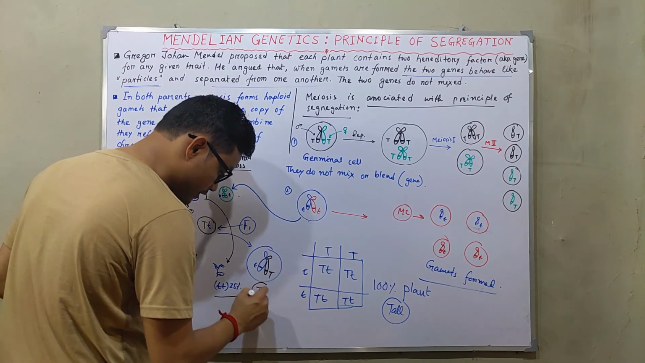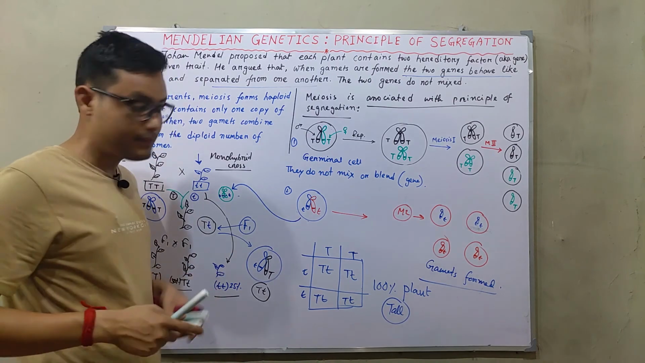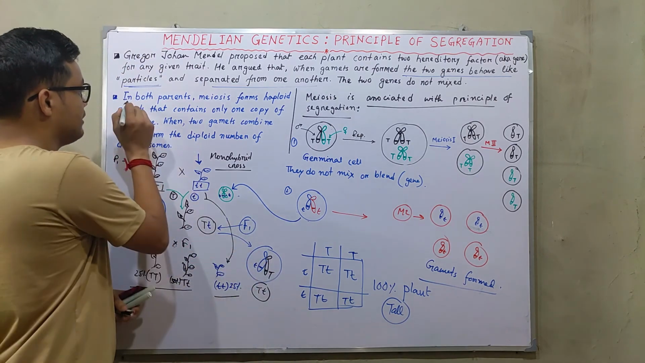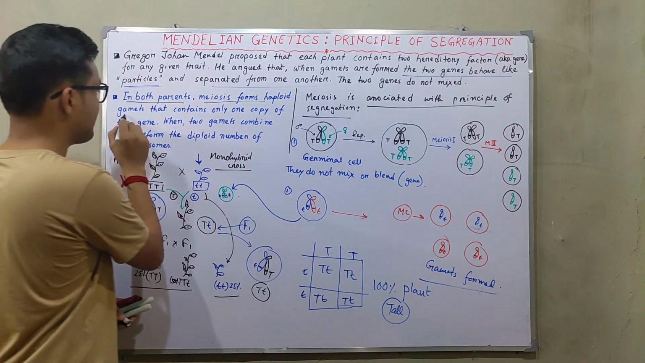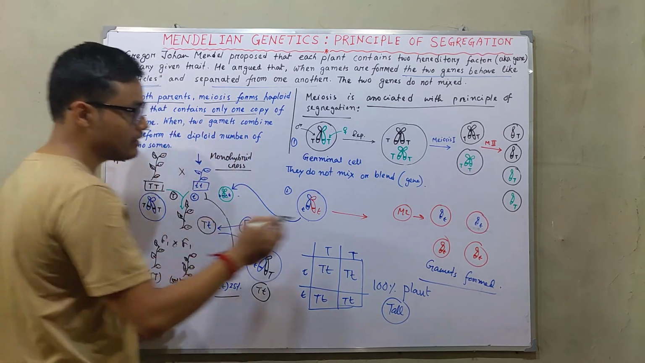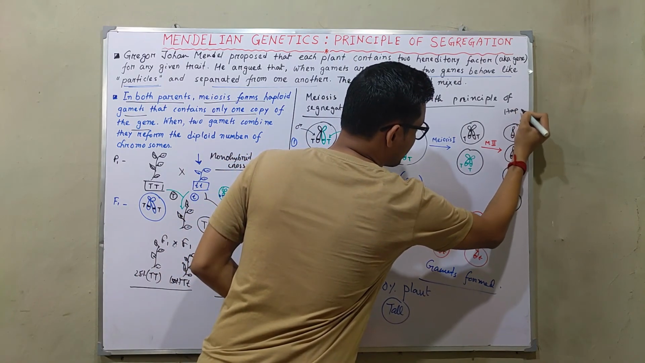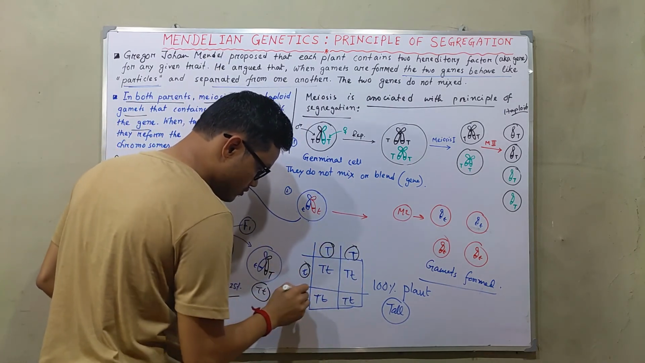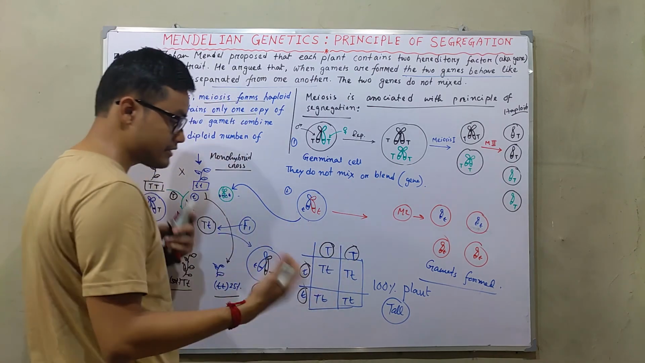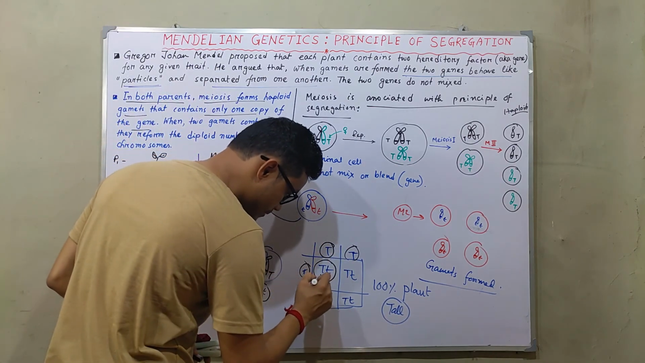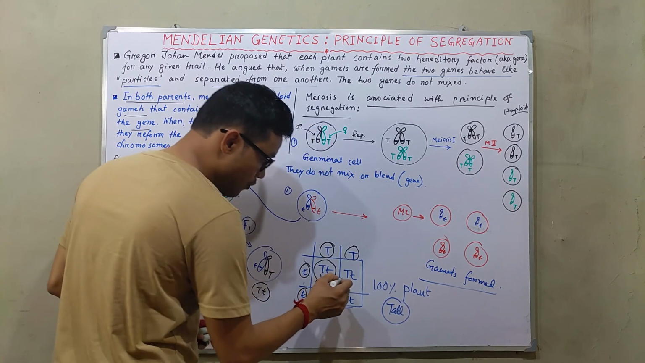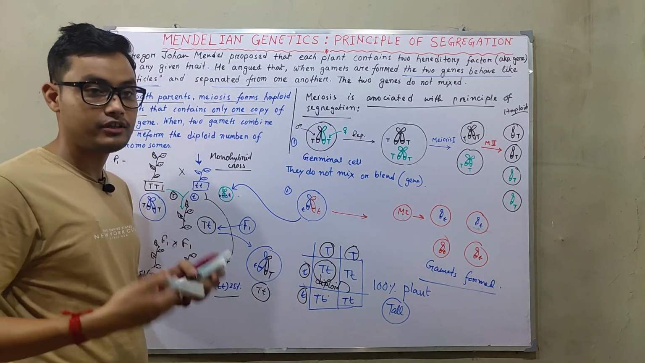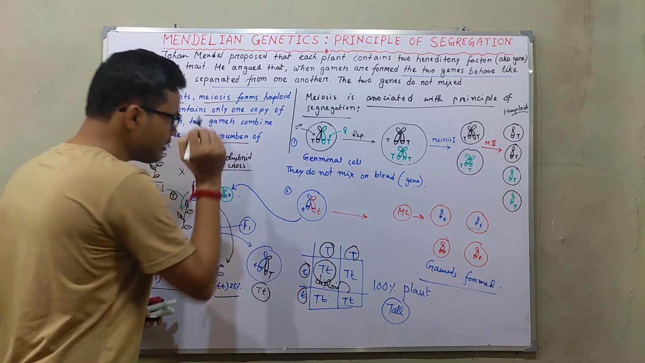So here capital T, small t, both alleles are present, but in the case of gamete formation they are well separated from one another. So this is the principle of segregation, where in both parents meiosis forms haploid gametes that contain only one copy of the gene. So these are the haploid gametes, and whenever those haploid gametes are combined together, they produce diploid zygotes. So all four of them are diploid, and those diploids are responsible for expressing the phenotype.